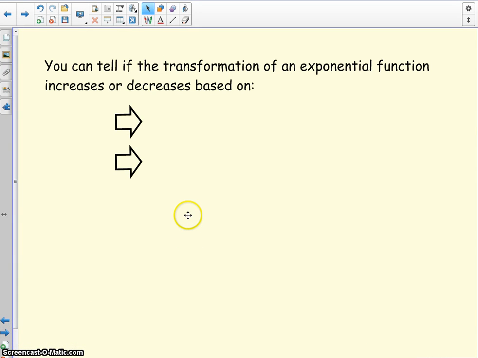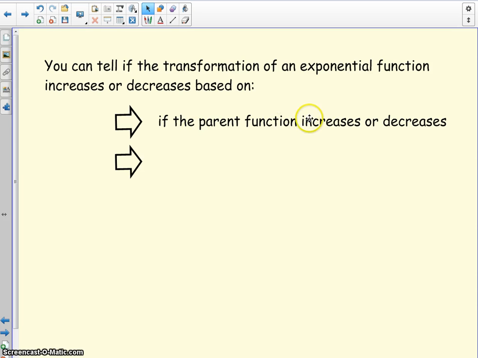Okay, if we're looking at whether a function increases or decreases, now we've talked about how a parent function increases or decreases based on the base. If you want to find out if a transformed version increases or decreases, it'll depend on two things. Number one, it'll be based on your parent function. So you look at the base of your parent function. If it's larger than 1, it's going to increase. If it's between 0 and 1, it's going to decrease.